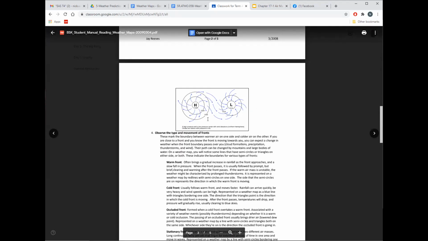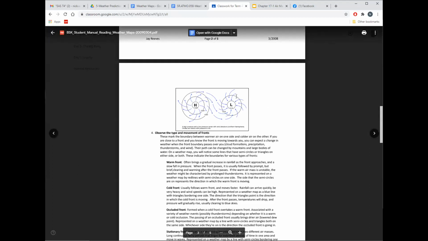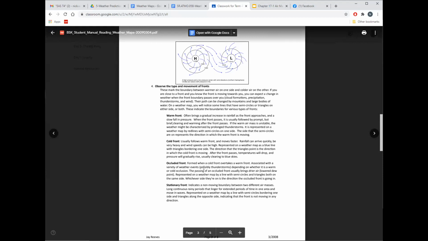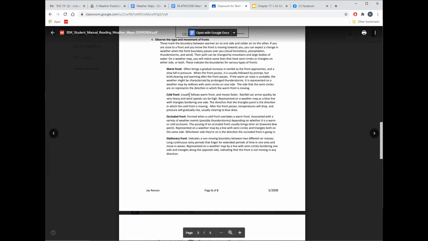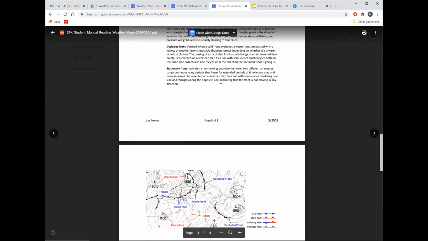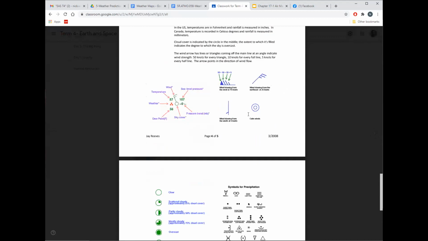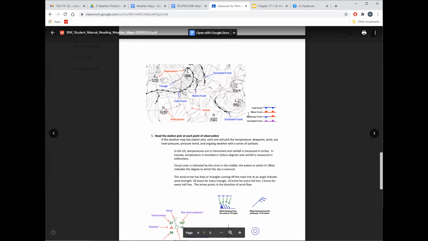Okay, here are the anticyclones and the cyclones. It shows you how they interact. So this is a really good resource to go through. Again, here it's reviewing the 4 different types of fronts. Okay, but what is new for us is this page right here, or these last 2 pages rather.